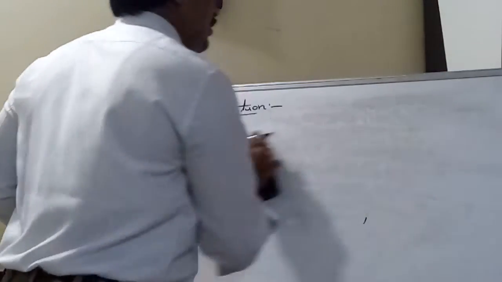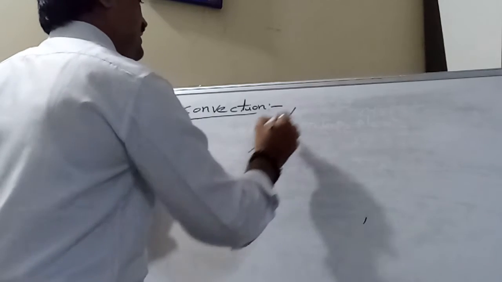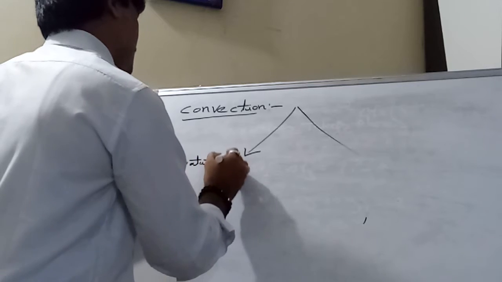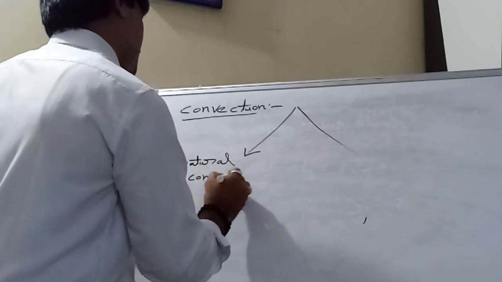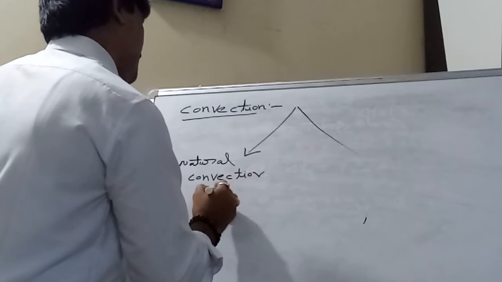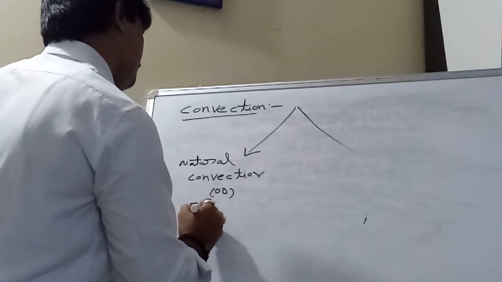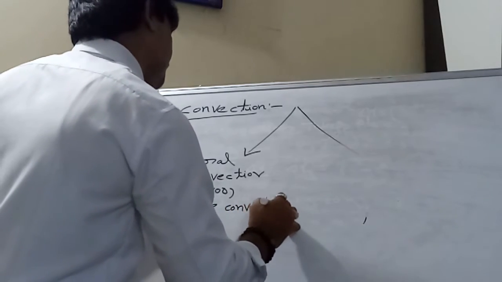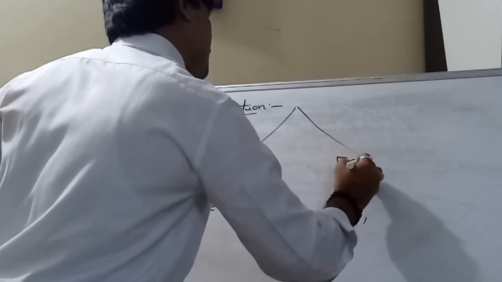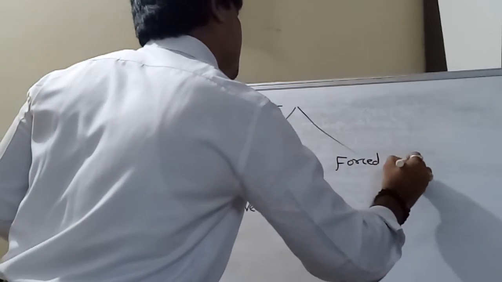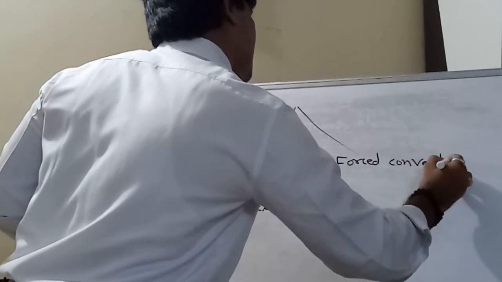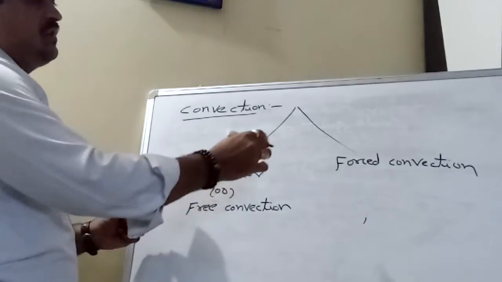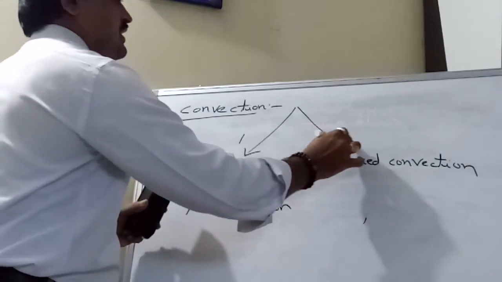So convection has two types. One is natural convection or free convection. The second one is forced convection.